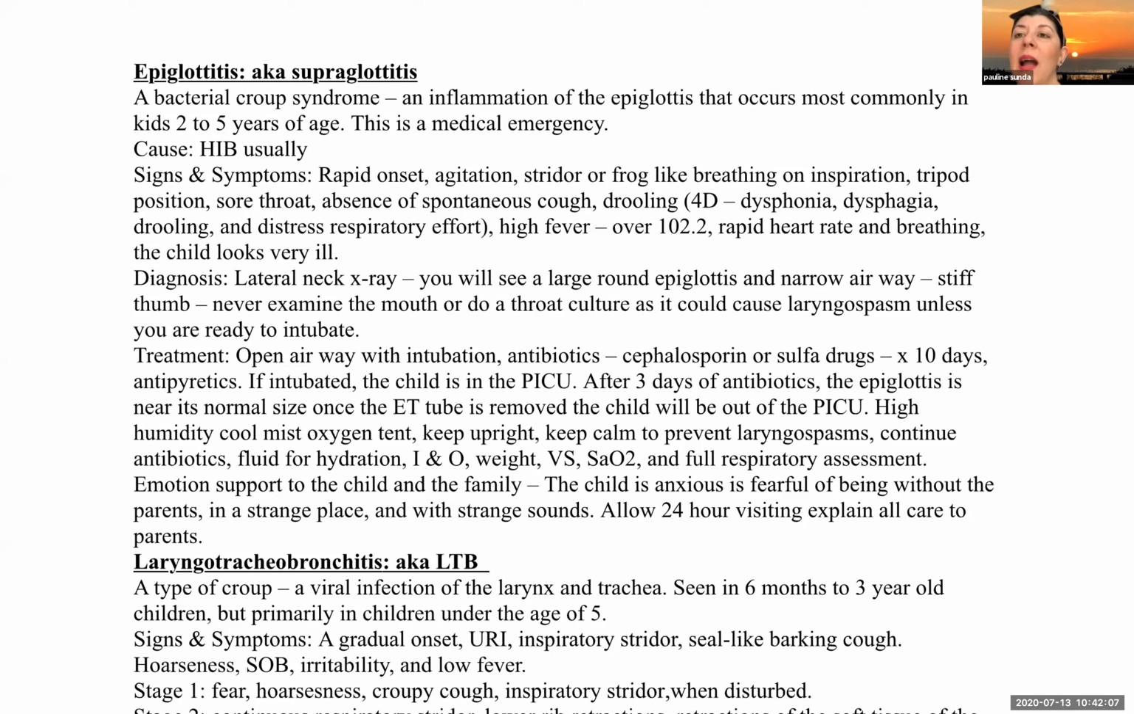Signs and symptoms: rapid onset. They are agitated. They can have stridor or frog-like breathing on inspiration. They're in tripod position. They may have a sore throat. They may have an absence of a spontaneous cough. There are 4 Ds for epiglottitis, and that would be dysphonia, dysphagia, drooling, and distressed respiratory effort. They can have a high fever, a rapid heart rate, and rapid breathing. This is a child who looks very ill.